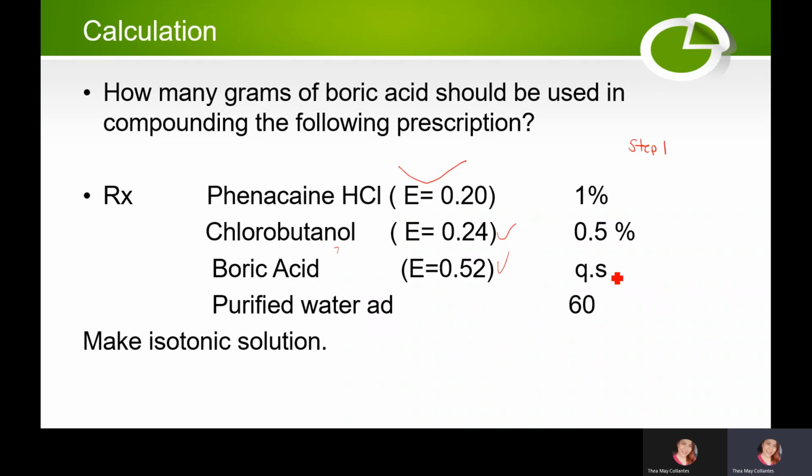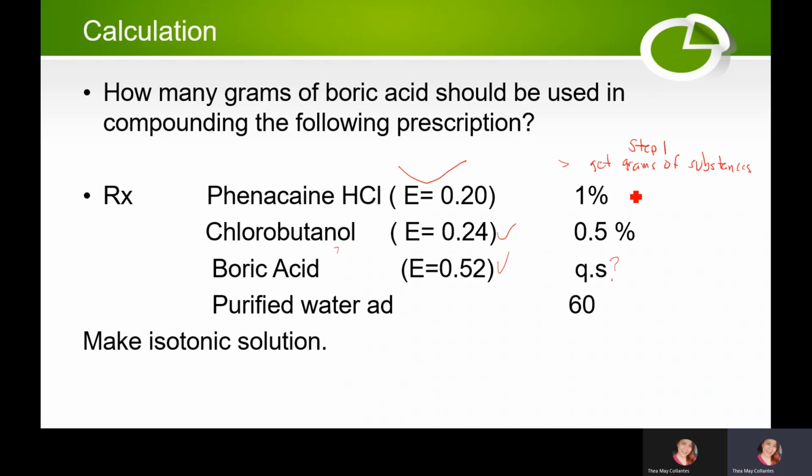But how about my boric acid? How much should I add to it, right? To make the whole solution isotonic. So this is just basic pharmaceutical calculation, but again with a twist. So guys, first, what we will do is get the grams of the substances, and then convert them to their NaCl value.